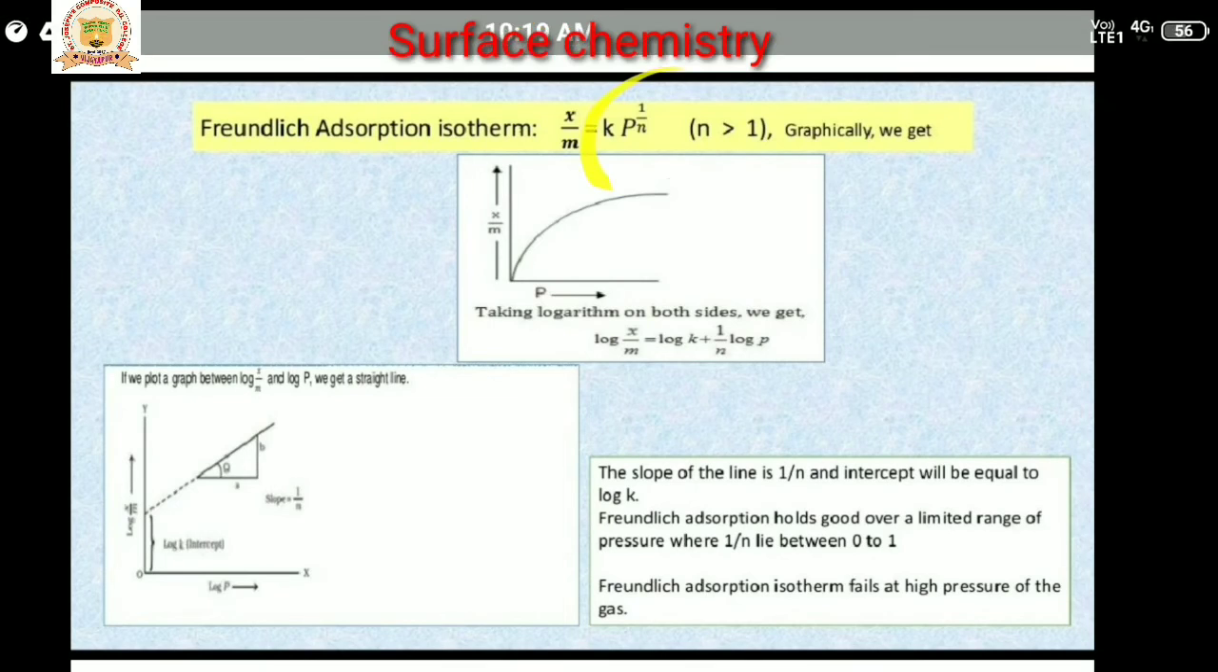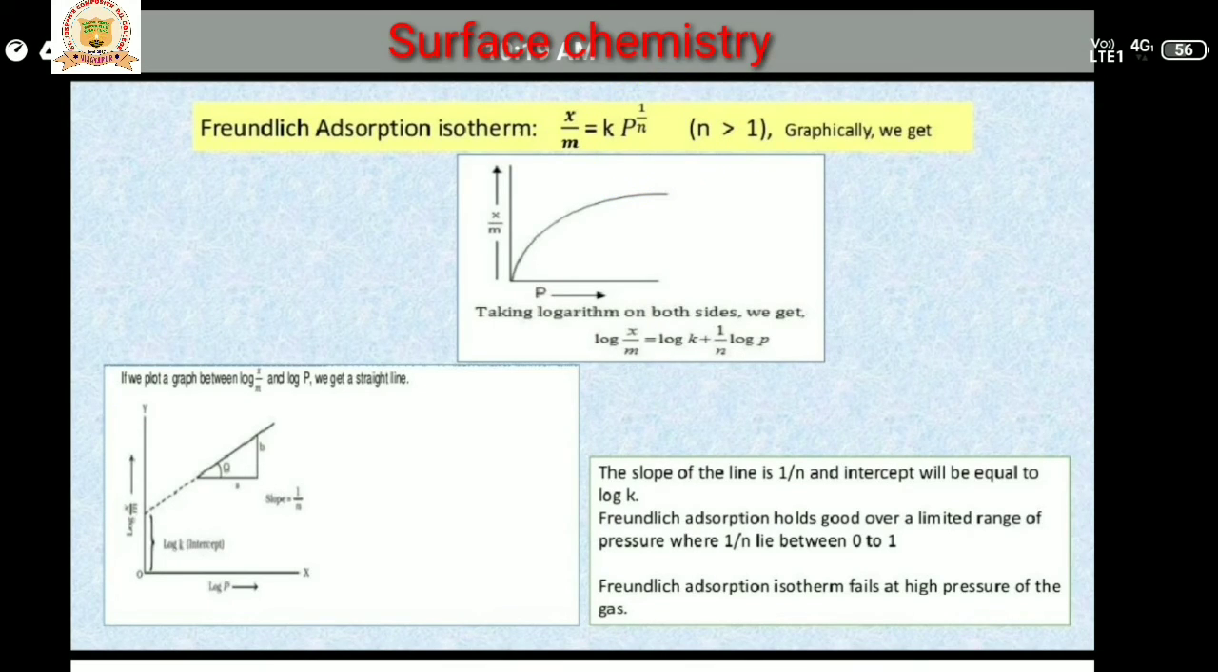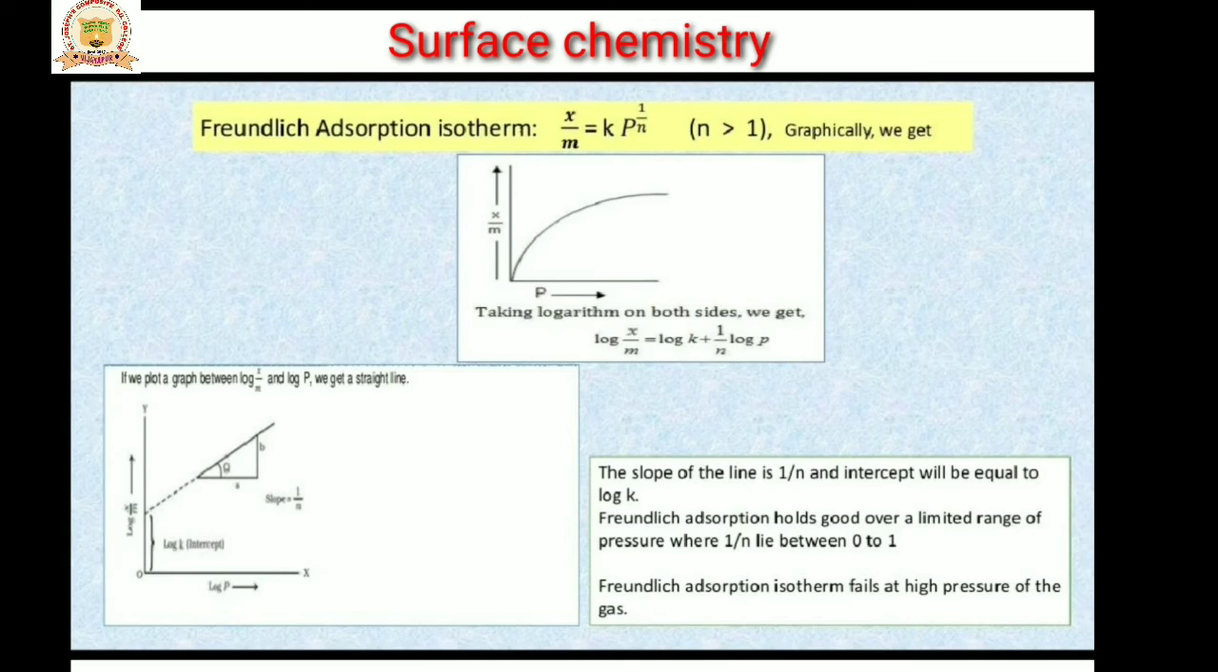So they indicated, in between the 0 value and the 1 value, in between the 1 divided by n value, means within a fraction, at the saturation pressure, both the desorption and the adsorption are in equilibrium.